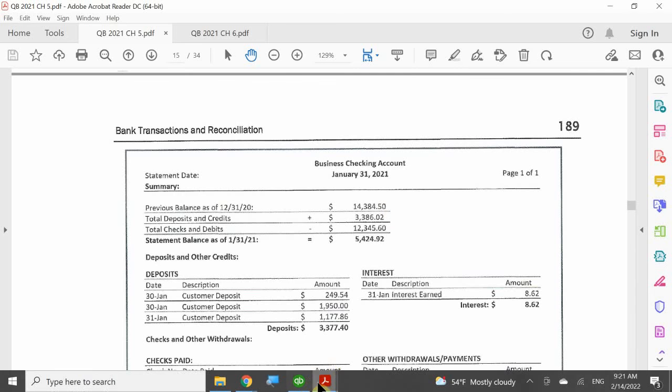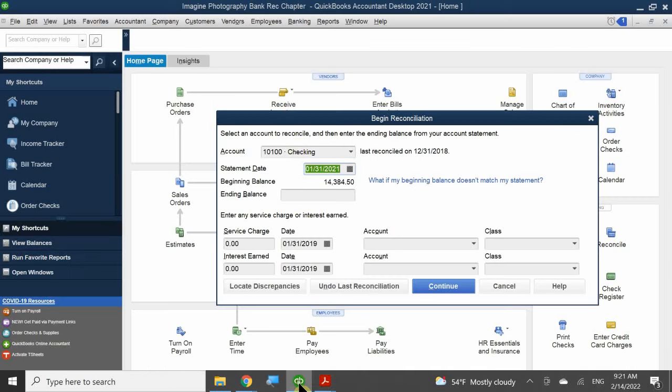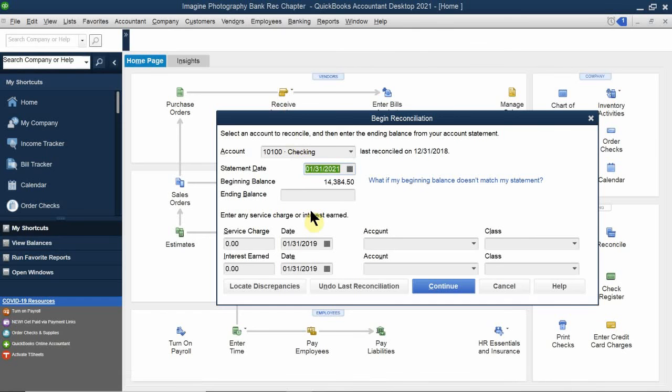Now, where does this number come from? Every time you do a reconciliation, this number is taken from your previous reconciliation. As you can see, you cannot type in this number. So it's very important that when you're looking at this number, it matches 100%. Now, once again, if it does not match, what do you do? You would actually have to go into your reconciliation window, and then locate that discrepancy. And I'll talk about that in a few minutes.